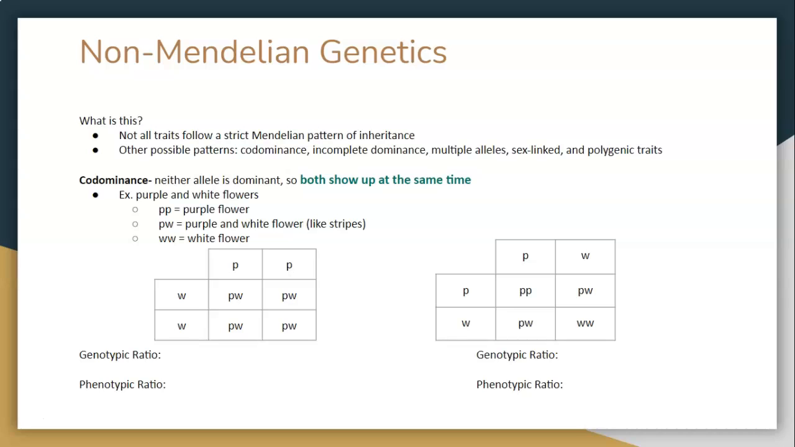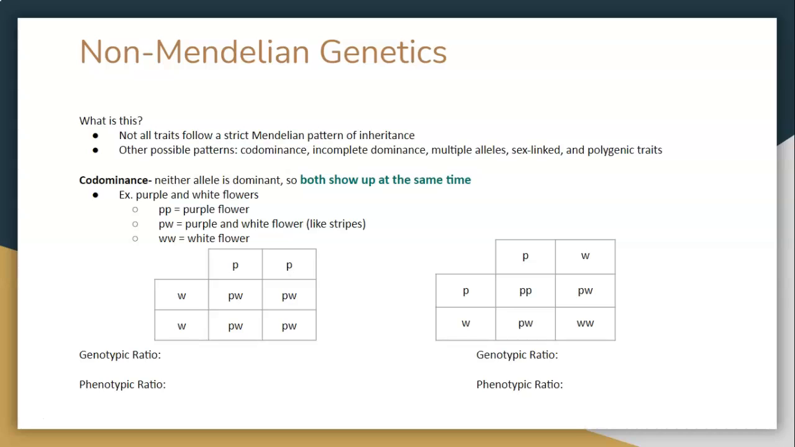There's other possible patterns, and we're going to talk about all of the ones listed: codominance, incomplete dominance, multiple alleles, sex-linked, and polygenic traits. To start with, let's get into codominance. This is a type of inheritance pattern where neither allele is dominant, so both will show up at the same time if it's a heterozygote. Let's talk about an example here.